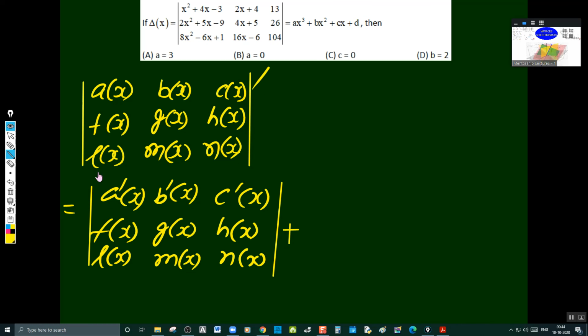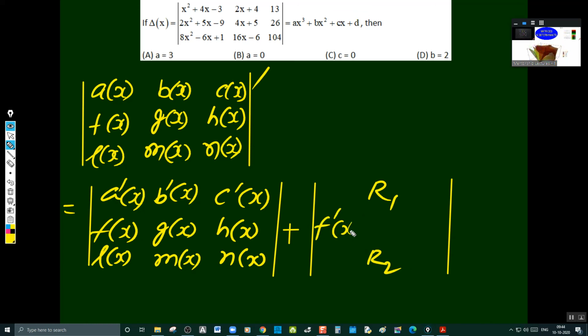I'm not writing the entire matrix now, I'm just giving you the hint. The rest of the 2 should be written as it is. Similarly, here also R1 remains the same, R2 remains the same, but you have to write the derivative of the second row: F dash x, G dash x, H dash x.